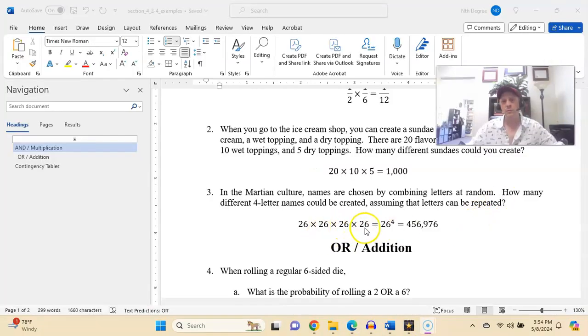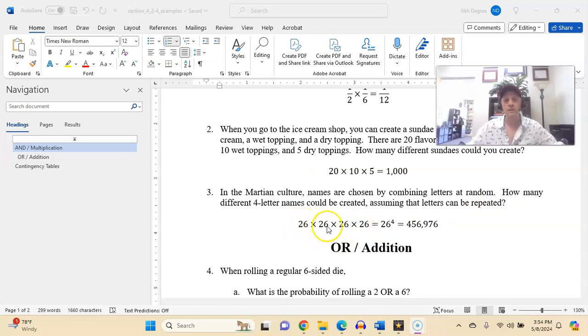We can write out the number of possibilities this way. There are 26 letters to choose from for the first letter in the name, and 26 for the second letter, and 26 for the third, and 26 for the fourth letter. So all of those ands become multiplication signs. So we're really multiplying 26 times itself 4 times, aka 26 to the 4th power, which happens to be this particular number.